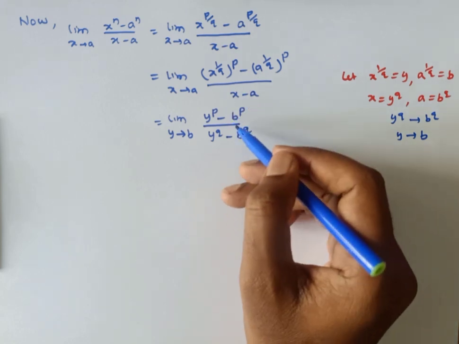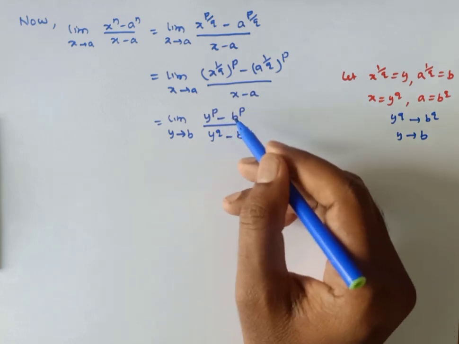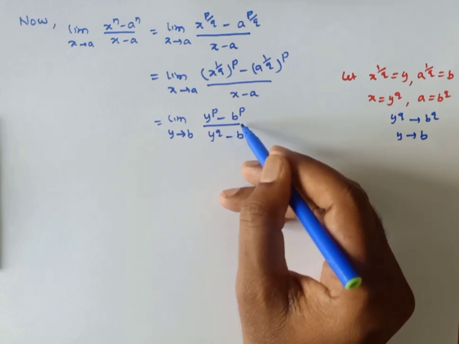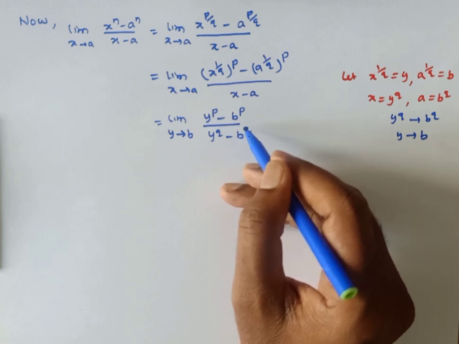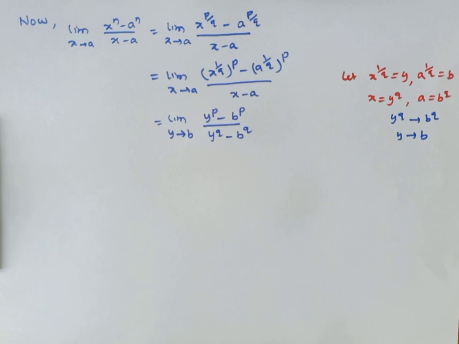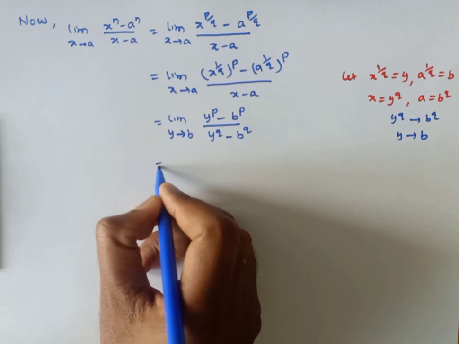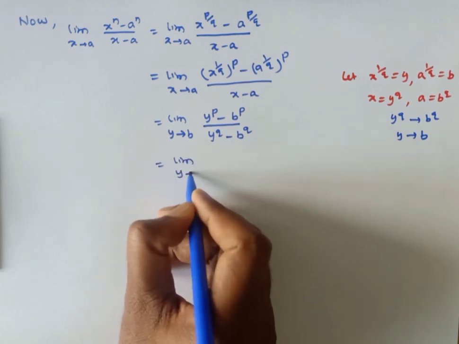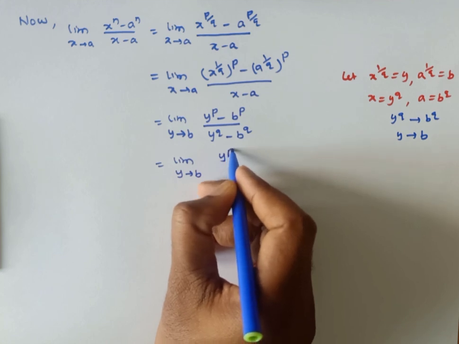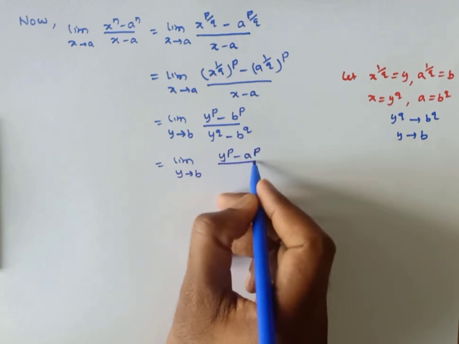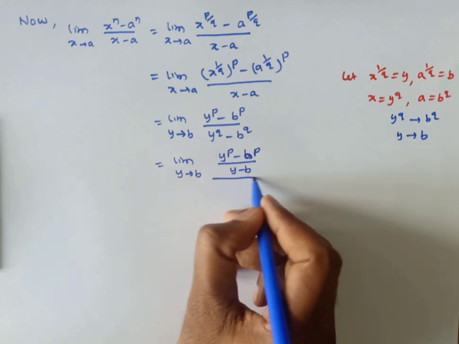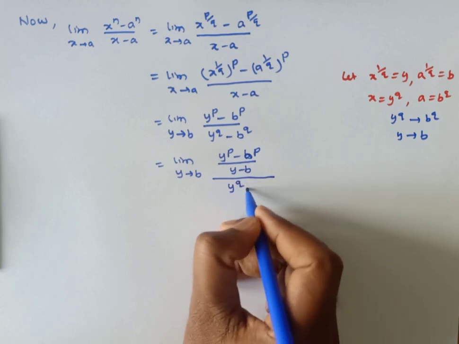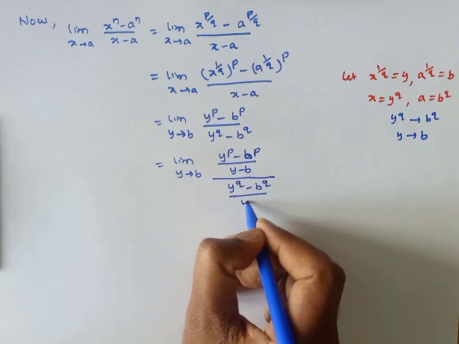To convert this into that formula where the power is an integer, we need to multiply and divide with y minus b, that is, divide the numerator and denominator by y minus b. So it is limit y tends to b of y power p minus b to the power of p by y minus b, whole divided by y to the power of q minus b to the power of q by y minus b.